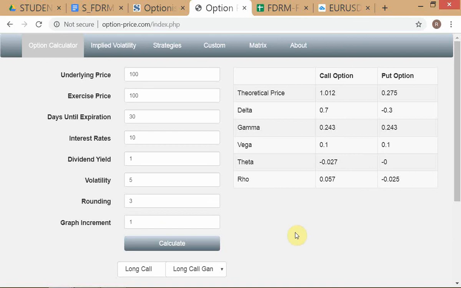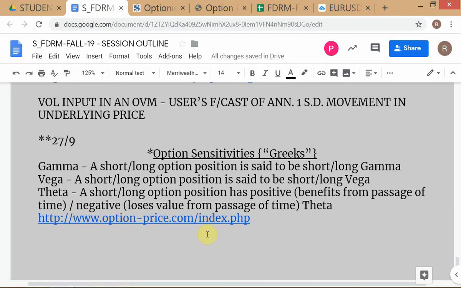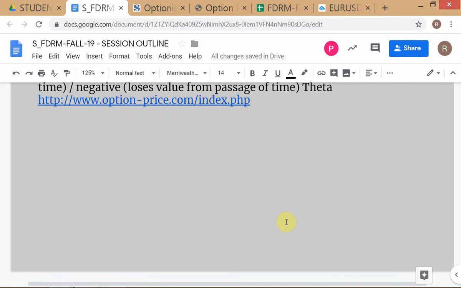We'll see a further development of this when we look at the decision matrix. Mainly, you have to get familiar with the concept that there are option sensitivities: delta, gamma, theta, vega, and rho. You also have to be familiar with long options meaning long gamma, long vega, and negative theta, and short options meaning short vega, short gamma, and positive theta. You have to understand the dynamics and sensitivity aspects of these positions. So if we go here, this part is covered.